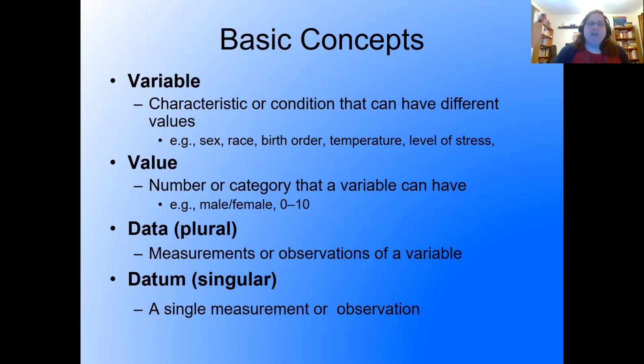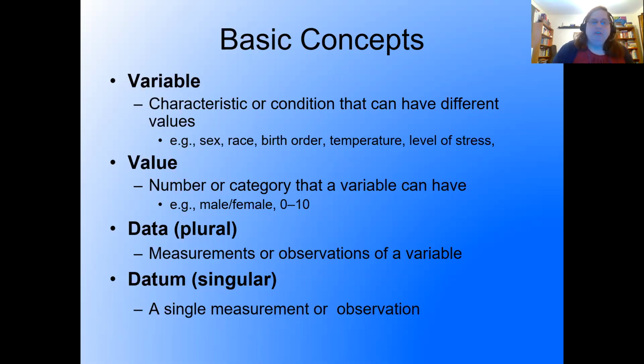Values are the actual numbers or categories that a variable can have. So for example, with birth order, we can talk about being born first or second or third or fifth or eighth. With temperature, we might want to talk about the idea that it is around 85 degrees today, or that it's 20 degrees today. And level of stress, let's say we had a scale where we were measuring level of stress from 0 to 10. Those would be the values. Okay.